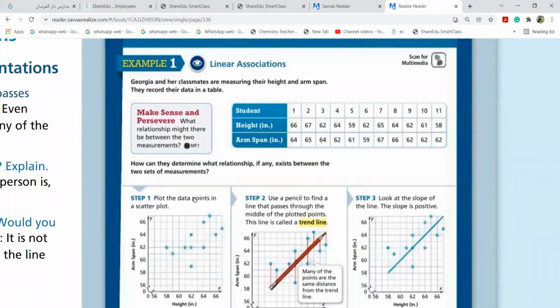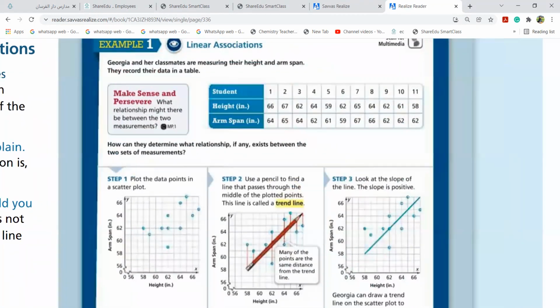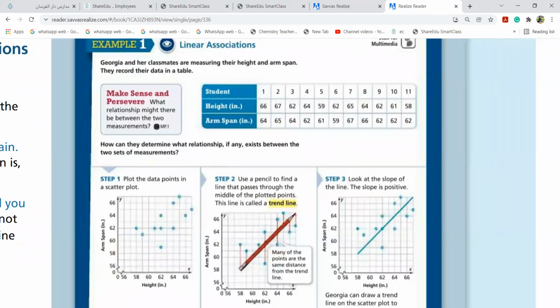Okay, so here is an example. Georgia and her classmates are measuring their height and arm span. They record their data, okay? They are measuring their height and also arm span, both in inches. And according to this graph, they have plotted a scatter plot here, see?